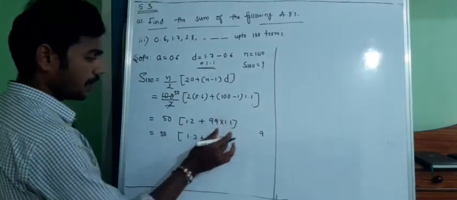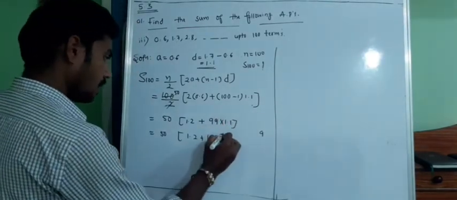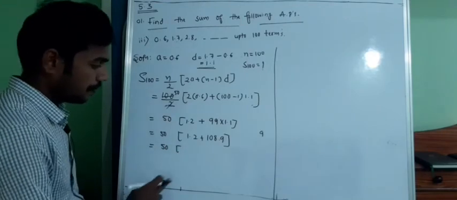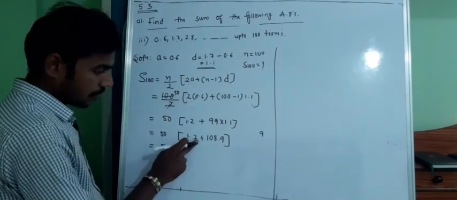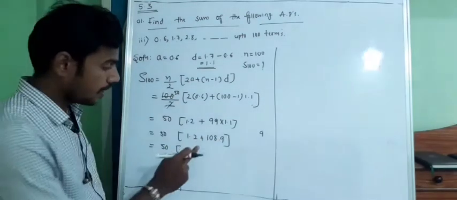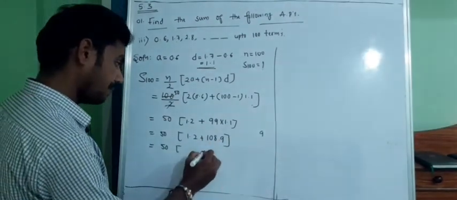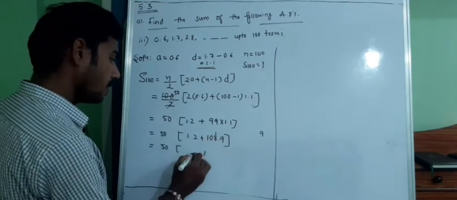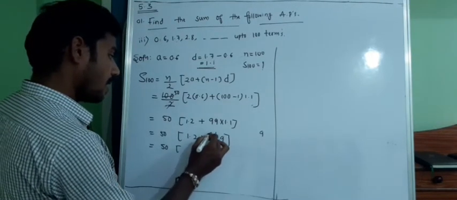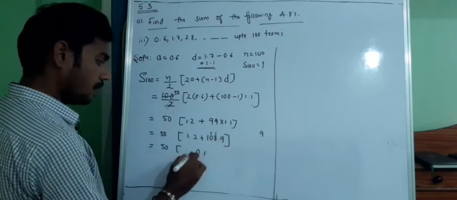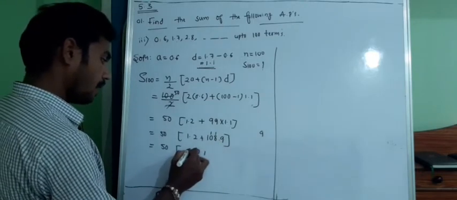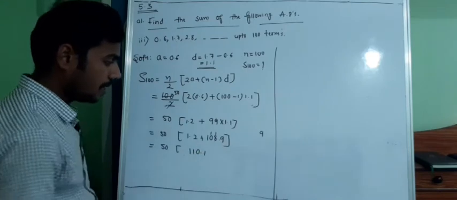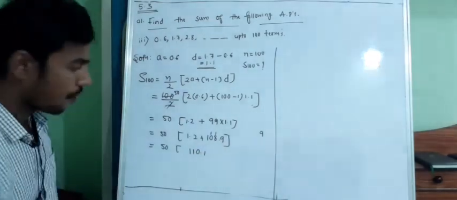See, after decimal one digit, after decimal one digit. Now 50 into, see, after decimal one digit is there. 2 plus 9, 1. Carry 1. 8 plus 1, 9. 9 plus 1, 10. Carry 1. 1 plus 0, 1 and 1. So we need to place one decimal here, that is 110.1.